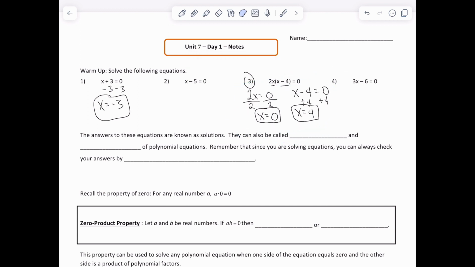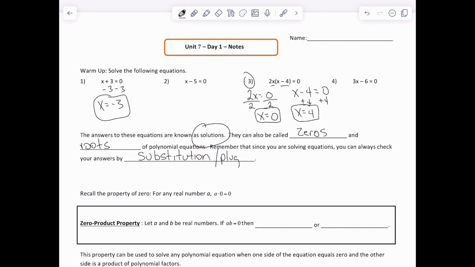Okay, so let's answer the fill in the blanks below. The answer to these equations are known as solutions, okay? They are also called zeros, and they're also called the roots of the polynomial equation. Remember, since you are solving equations, you can always check your answer by substitution. I'll explain it later, but once I get these numbers, I can actually go ahead and plug them into the equation, and it will actually turn out to be 0. So we'll do that on one of them.